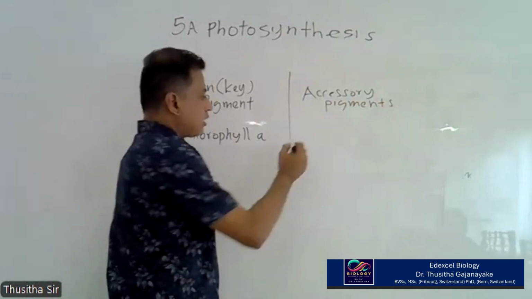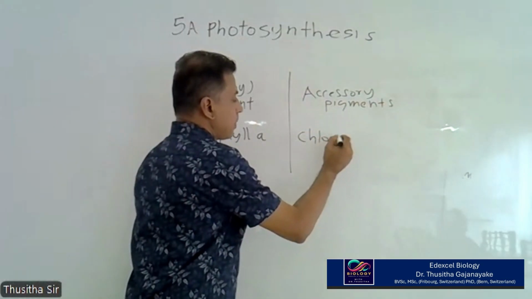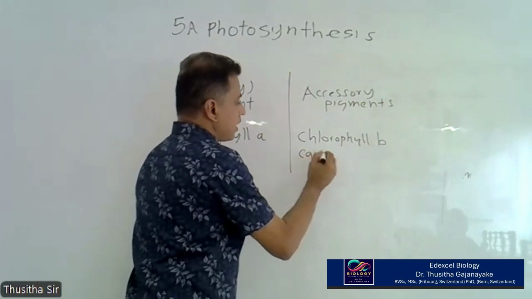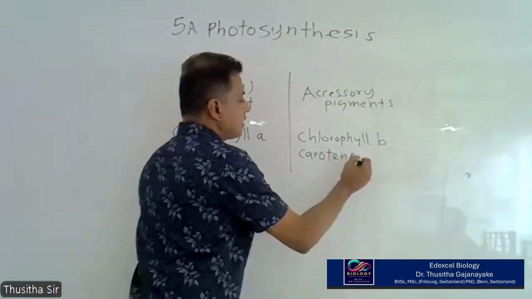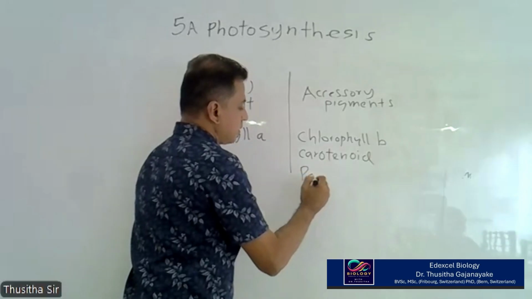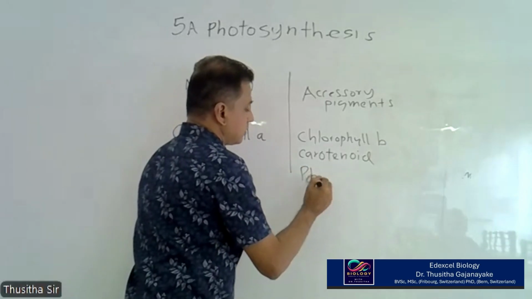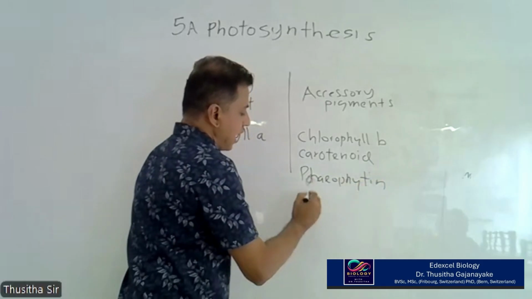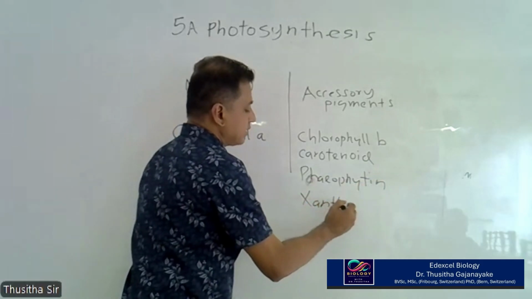Accessory pigments are chlorophyll B, carotenoid, pyrophytin and xanthophyll.